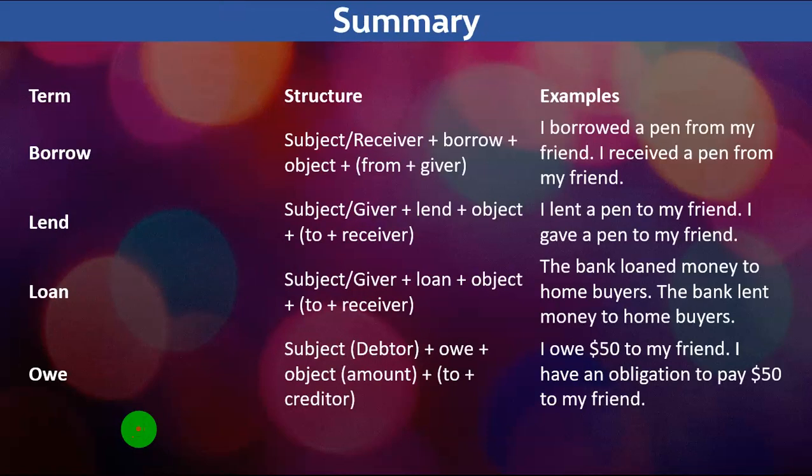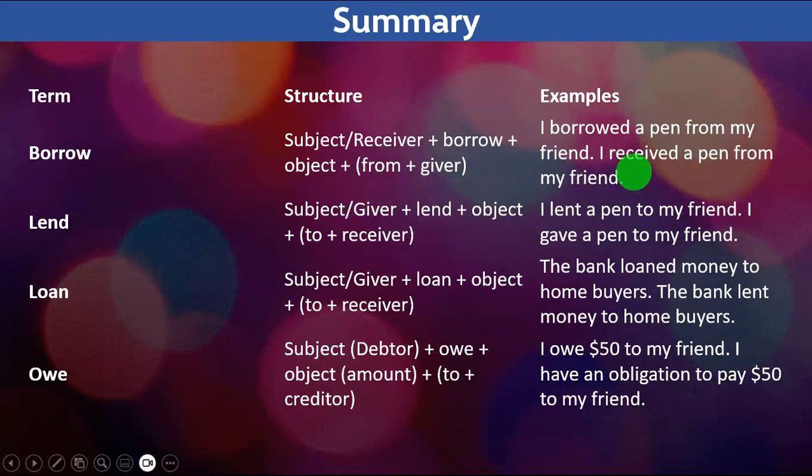All right, let's move on. Now, friends, here is a summary of whatever I've talked about till now. Borrow, lend, loan and owe. And here is a formula. Borrow: the structure is subject, which is a receiver, plus borrow, plus object, plus from, plus giver.